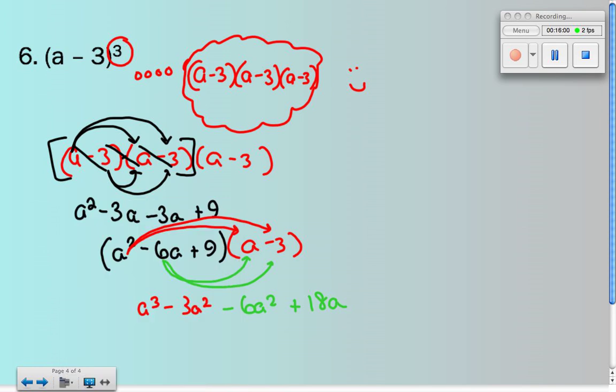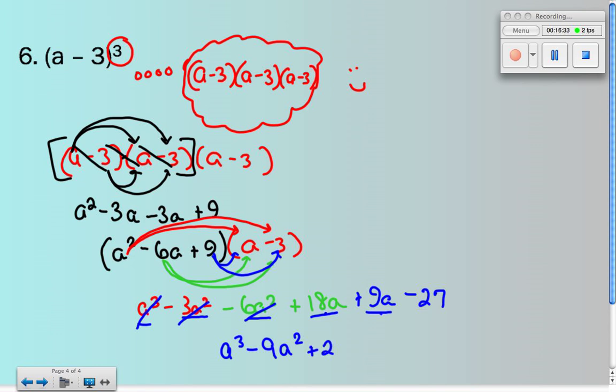The 9 has to get distributed. So this was triple distribution. 9 times a is positive 9a. And 9 times negative 3 is negative 27. Now let's see if we got anything to put together. Do we have any other a cubes? Nope. Do we have any other a squareds? Yep. In fact, we have negative 3 and negative 6, so that's negative 9 altogether. Do we have any other a's? Yes, we have 18 a's here and 9 a's here, so that's 27 a's altogether. And then the minus 27. And that is your big long answer.